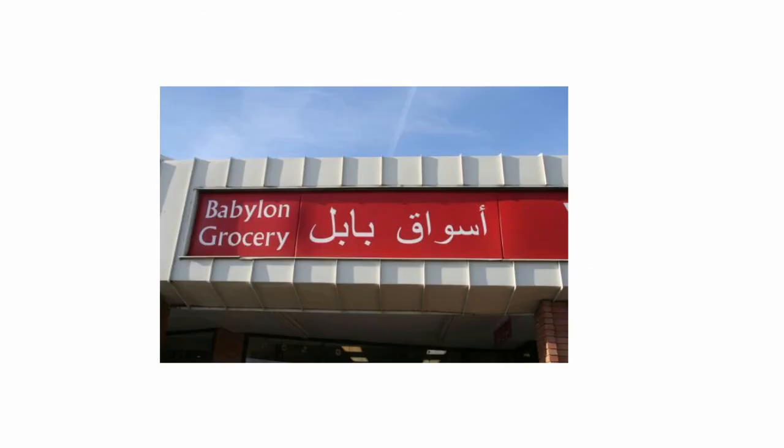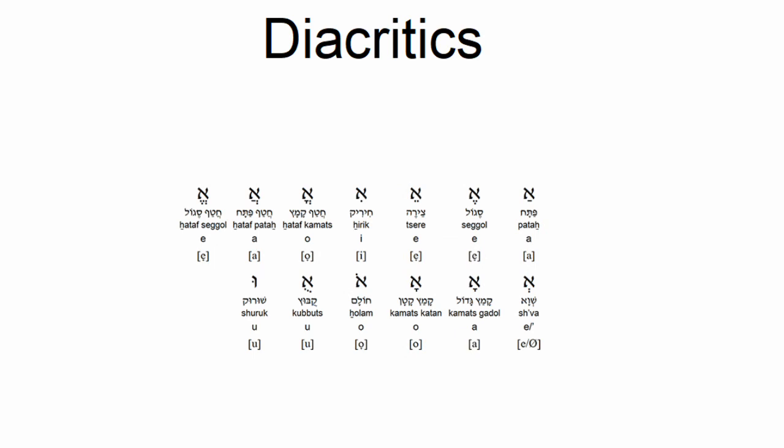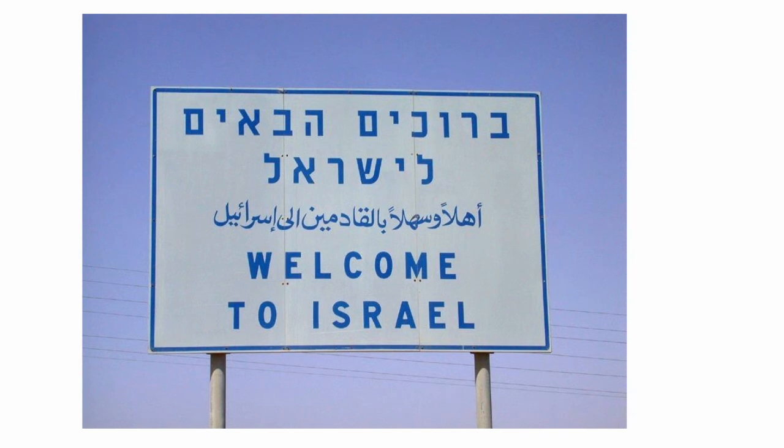For instance, if you look at the sign for this grocery store, you'll see that the Arabic writing is standard. It isn't using any diacritics. This is because any Arabic speaker will be able to tell that this says Aswak Babel, which means Babylon grocery, or Babylon market. Hebrew works the same way. If you read the Torah in Hebrew, the letters will have diacritics, but regular street signs and road signs won't use these.